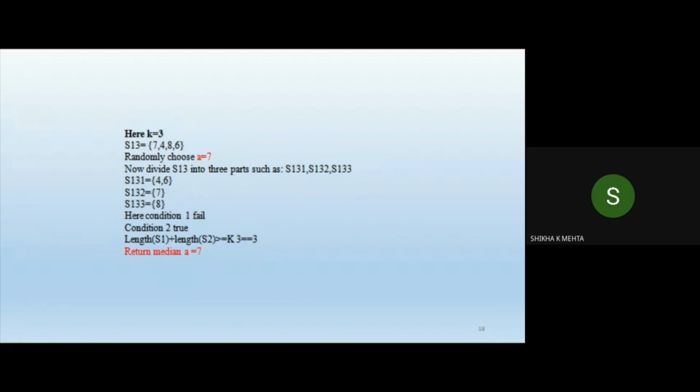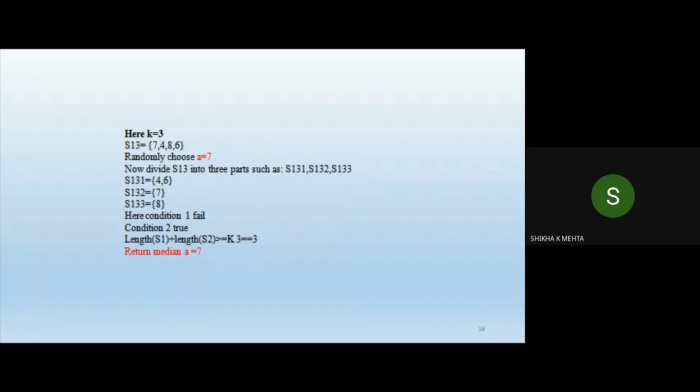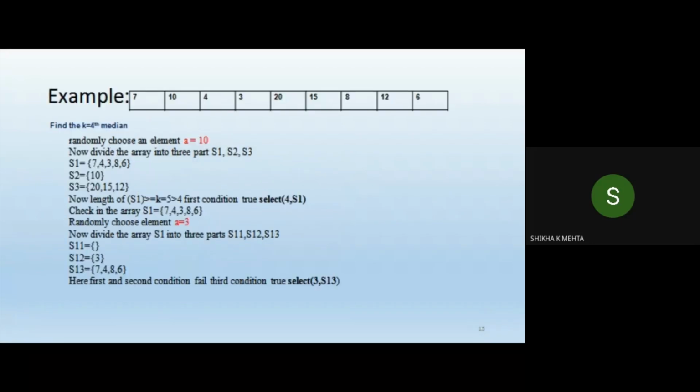So we return the mid value, that is 7, and this comes out to be the solution for this particular number. So this is how we apply the median search algorithm in order to find out the kth smallest element. You can see we had to find out the fourth median, and from this particular data that we have, 1, 2.